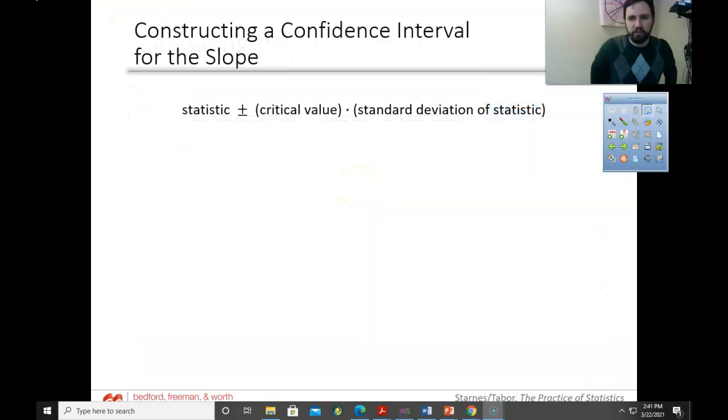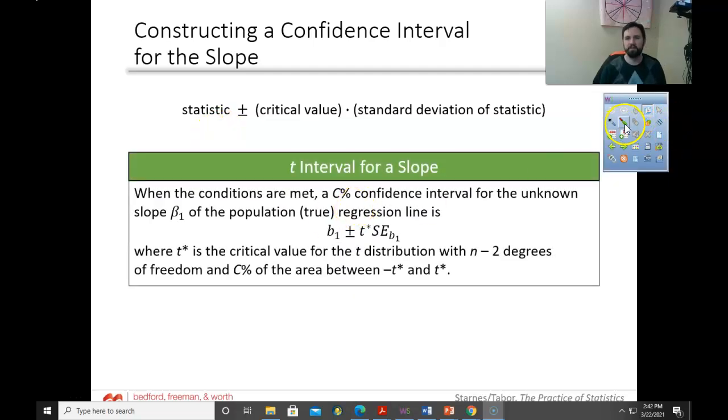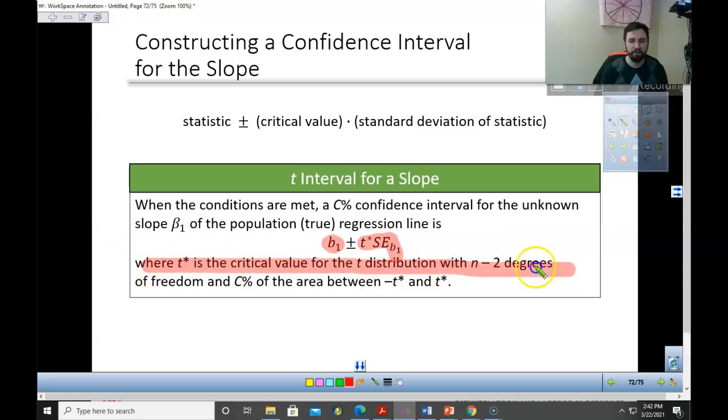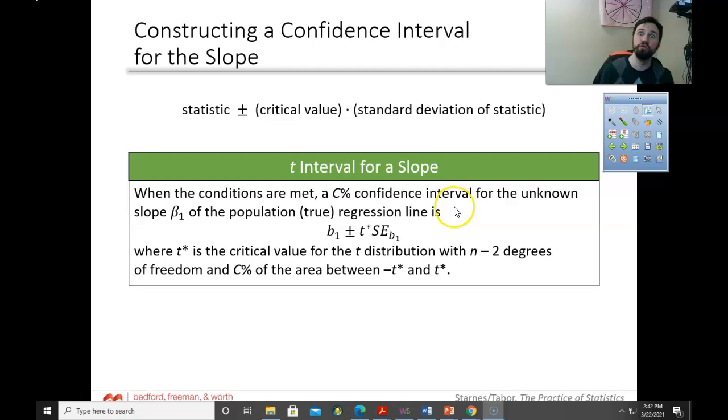Now, how do we find a confidence interval for our slope? Well, we're going to take a statistic plus or minus the critical value times the standard deviation of the statistic. Point estimate plus or minus the margin of error, right? So for this one, we're taking our sample slope, and we're adding and subtracting t times the standard error of our sample. Okay. Now for this one, to find t, our degrees of freedom are n minus 2, not n minus 1, n minus 2. All right, n minus 2.